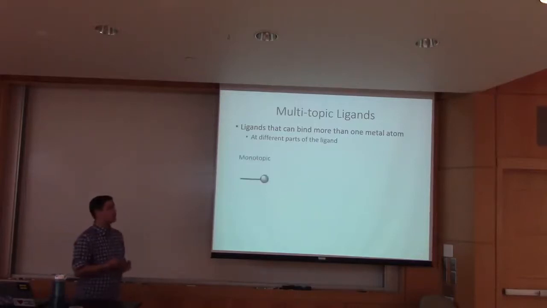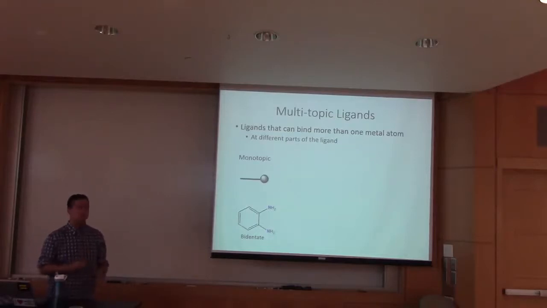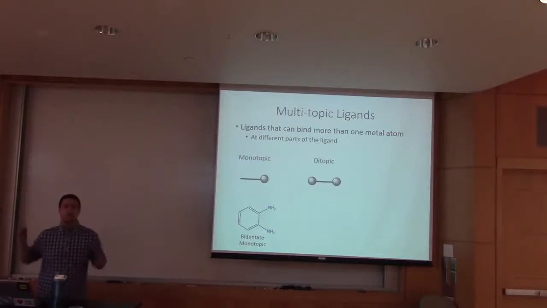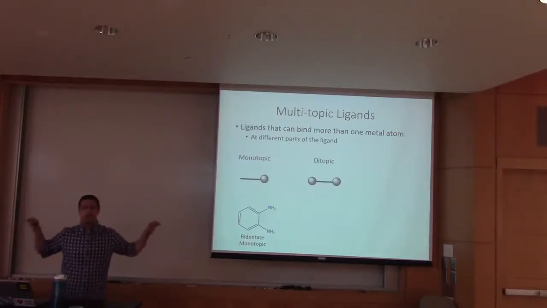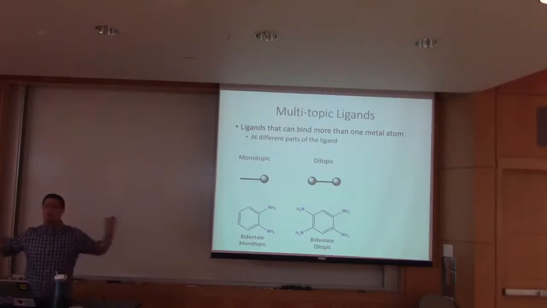So you can have something like we were talking about earlier with the diaminobenzene, which is monotopic, where it is bidentate, you've got these two nitrogen atoms binding onto the same metal, and there's only one site on the ligand that can bind to a metal. Now, increasing that complexity, you can do ditopic molecules, which have two arms that reach out and grab onto a metal on different parts of the ligand. So that's something like this tetraminobenzene, where it is bidentate still, where you've still got two nitrogens grabbing onto the same metal, but now you've got two arms that make it ditopic, and you can grab two different metals.